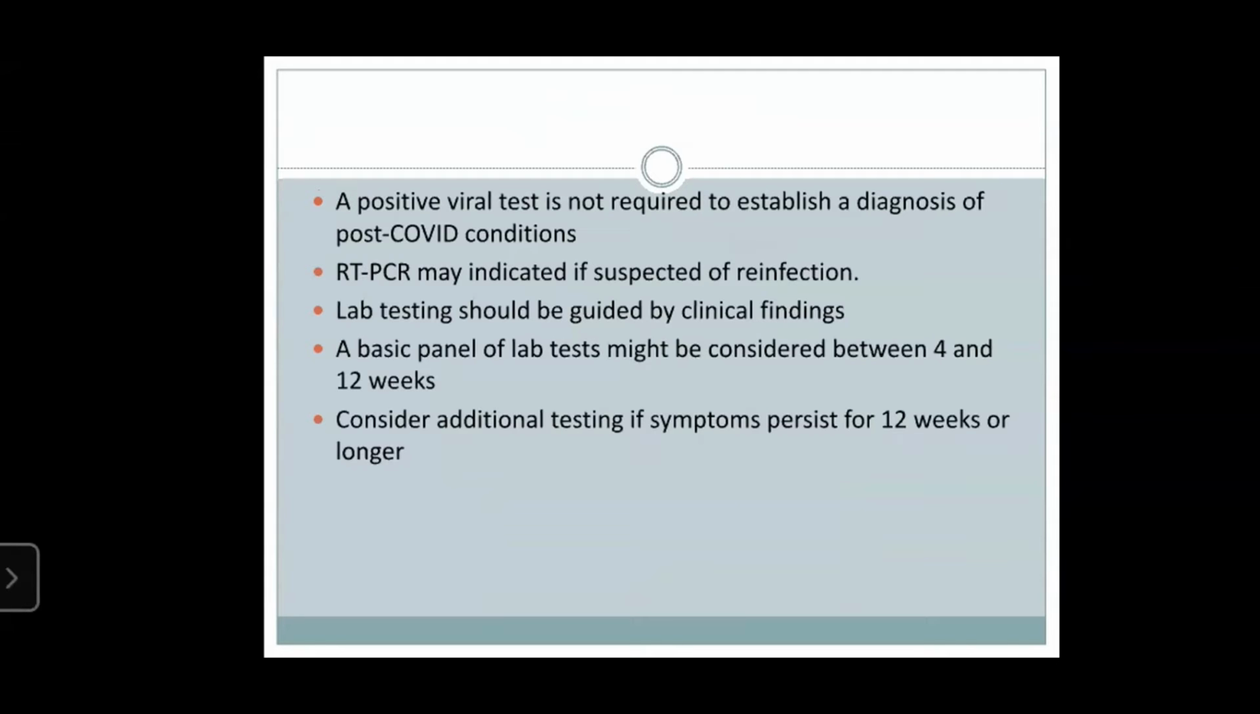A positive viral test is not required to establish a diagnosis of post-COVID-19 condition. However, RT-PCR may be indicated if reinfection is suspected. And we can proceed with lab testing and special testing based on our clinical findings and also history, if the patient presented to us with post-COVID symptoms. Okay.